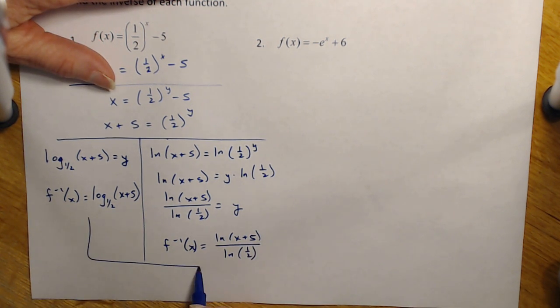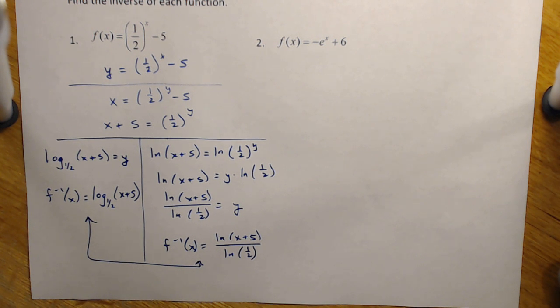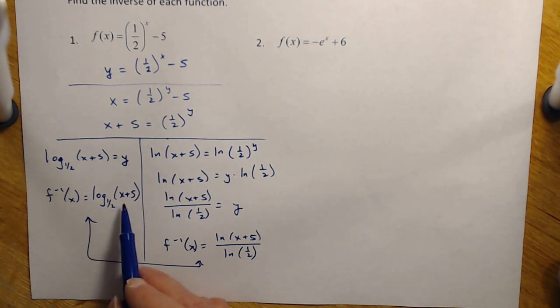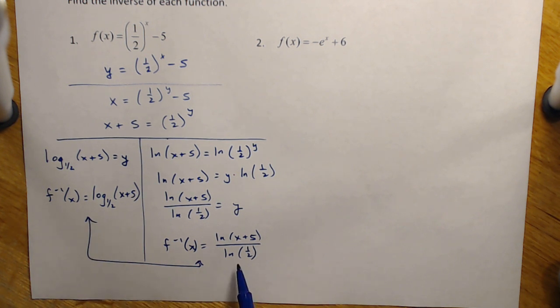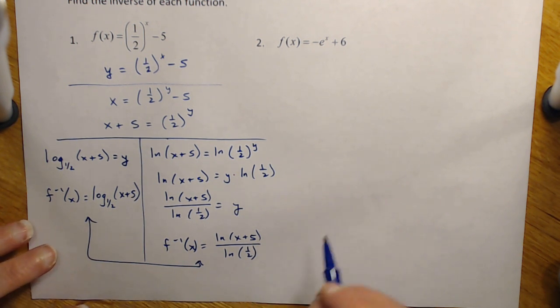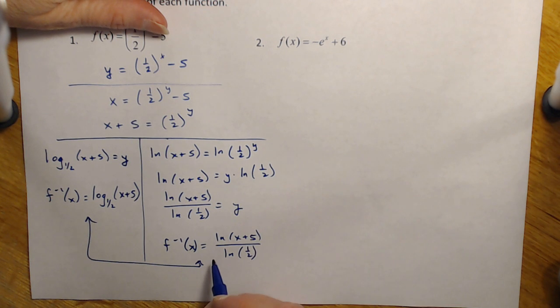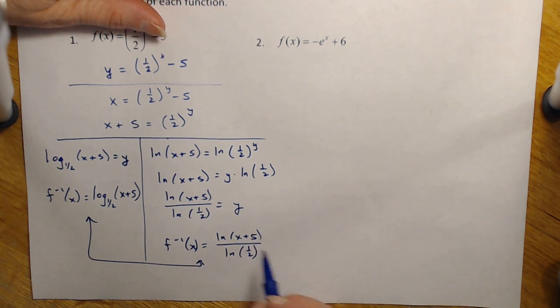Now again, what you should make sure you believe is that these two are equivalent. If you remember your change of base formula, these are equivalent. If you want to rewrite this with ln, it would be ln of x plus 5 over ln of a half. And again, this is probably the one we would see more often.